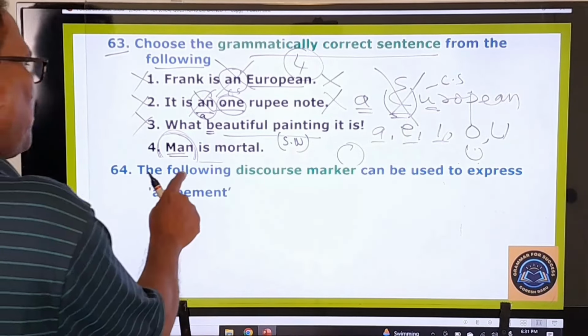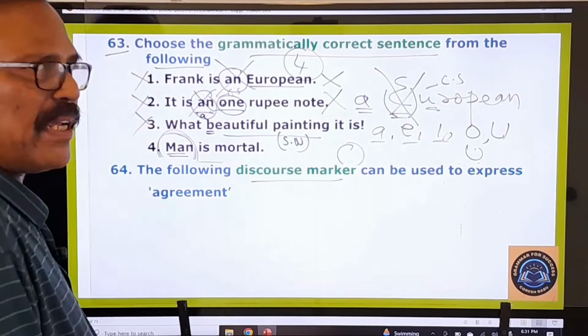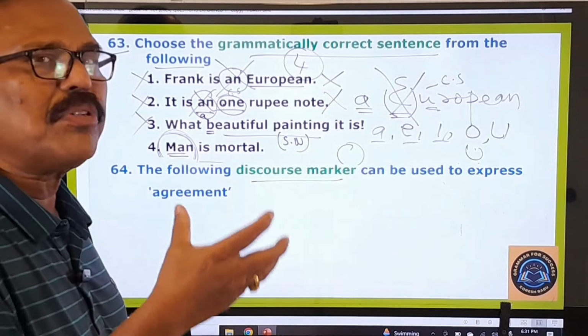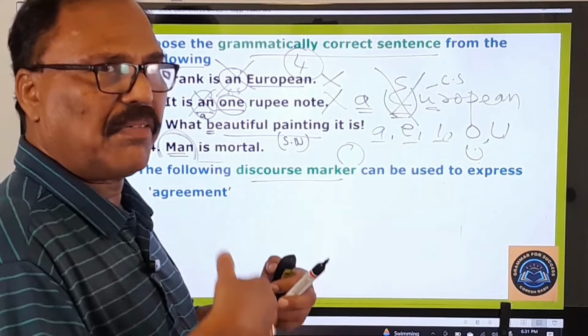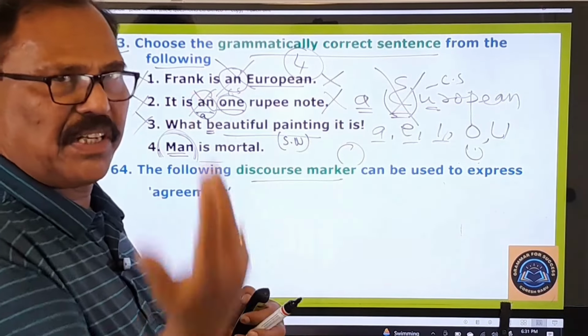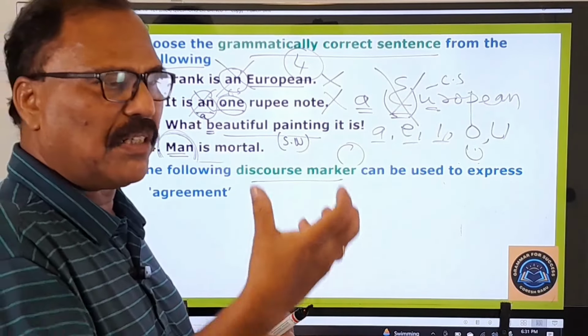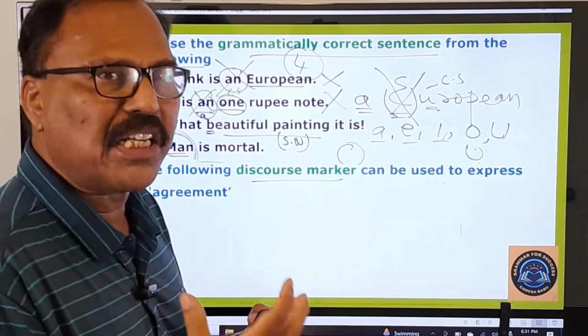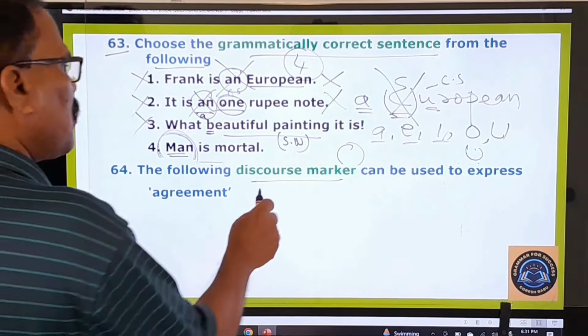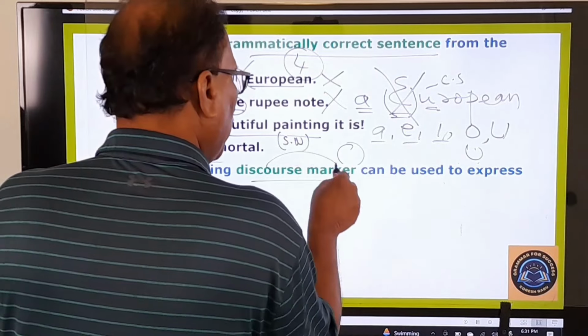Next question is the following discourse marker. Discourse marker means words used in conversation. Generally in our conversation with our friends, with our relatives and so on, we make use of certain things at the beginning or in the middle. Generally we shall be using certain words and phrases, and those are called discourse markers.